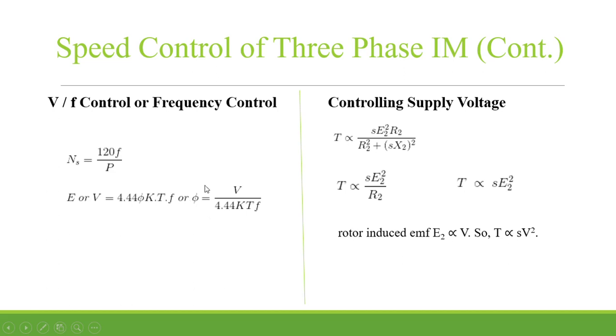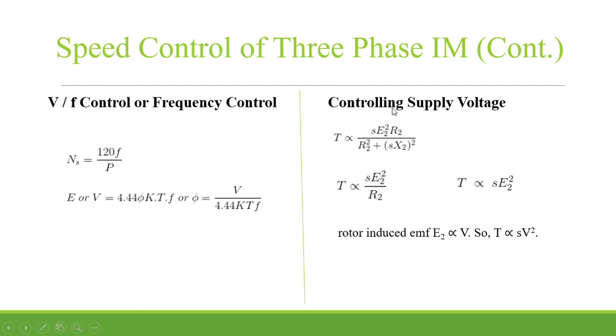If we are controlling the flux, then definitely we can control this E, and then definitely we can control the torque and the speed. So we need to have a variable voltage supply and a variable frequency supply.